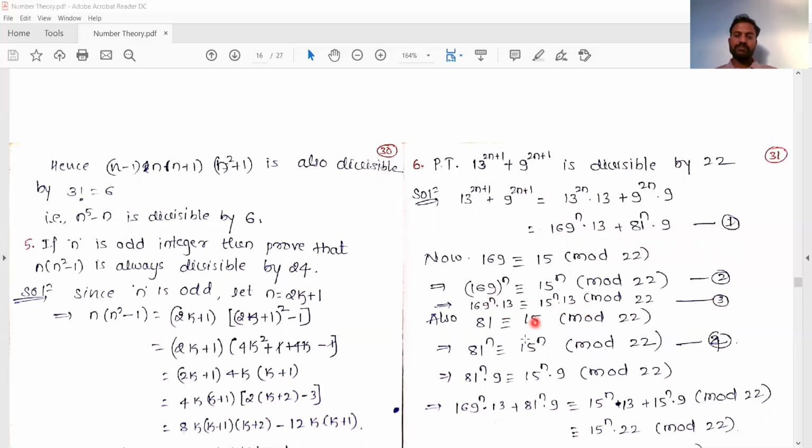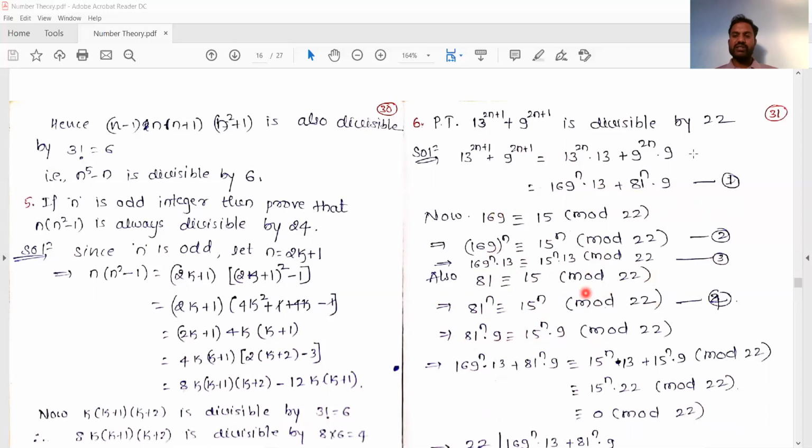That is equation 3. Also 81, you have to divide by 22. We are getting remainder as 15. So 81 is congruent to 15 mod 22. Hence 81 raised to n is congruent to 15 raised to n mod 22. Therefore 81 raised to n into 9 is congruent to 15 raised to n into 9 mod 22.